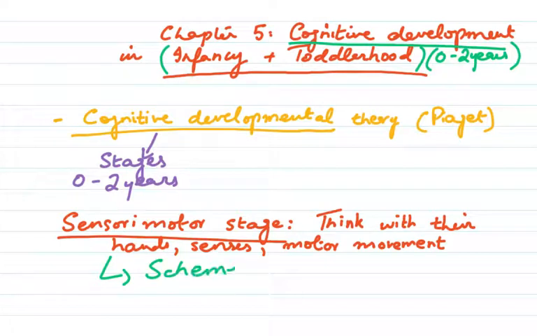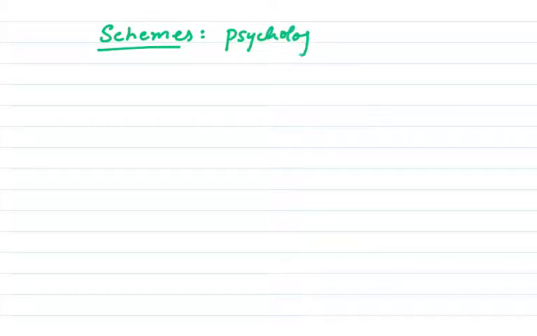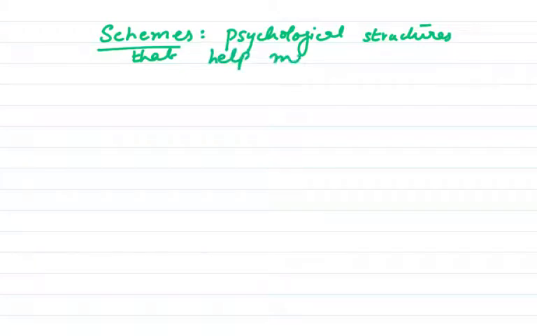Now let's come to talking about what exactly schemes are. So when we hear the word schemes, what exactly comes to your mind? You perhaps might have heard about schemas before, but schemes are basically these ways of making sense of experience. So they're these psychological structures, right, that help make sense of experience. Now, what exactly does this mean?